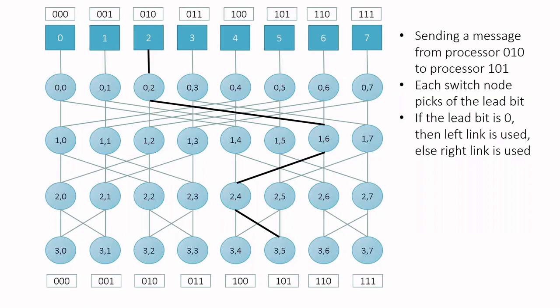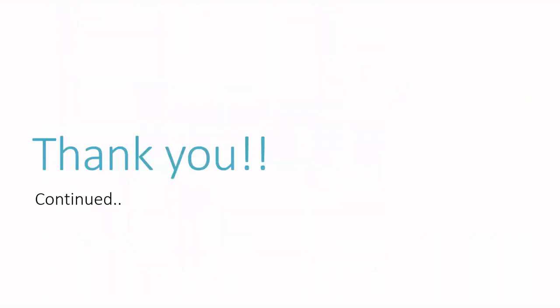Hope the routing of message is clear to you in a butterfly network. So in this video, we have seen two types of switch networks. One is the hypertree and the other is the butterfly network. We'll be continuing with the architectures in the next video.